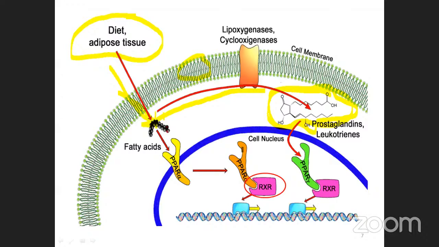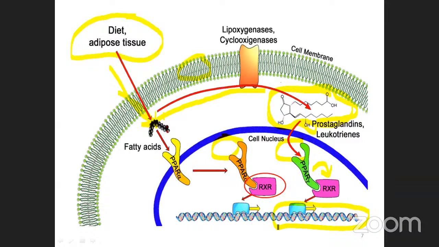And finally, once this is bound with PPAR gamma, that will bind with the RXR, or retinoid X receptor. That will again express the genes associated with glucose and lipid metabolism. So this is all about PPAR gamma, correct?